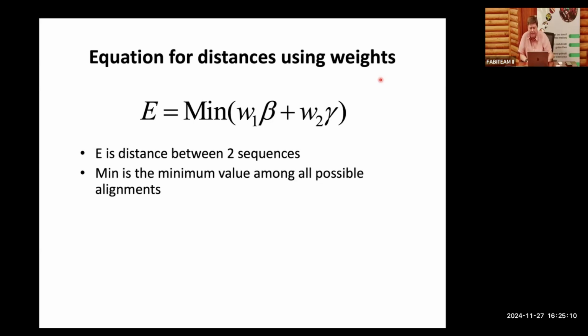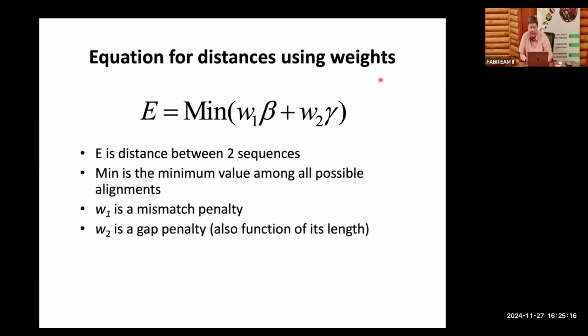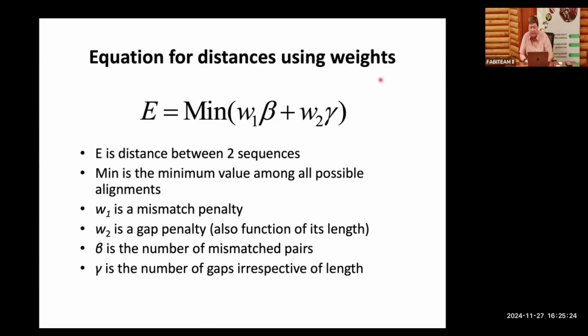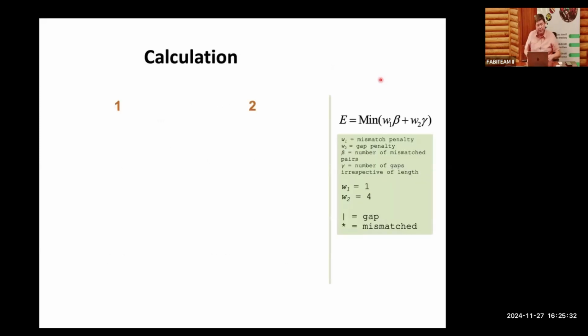Okay, so min is just the minimum value among all possible alignments. W1 is a mismatch penalty. W2 is a gap penalty. Beta is the number of mismatched pairs, so that will be substitutions. And then gamma is the number of gaps, irrespective of the length. So it's just the number of gaps. Here's an example. I've put the equation here just to remind you and what our assumptions are.